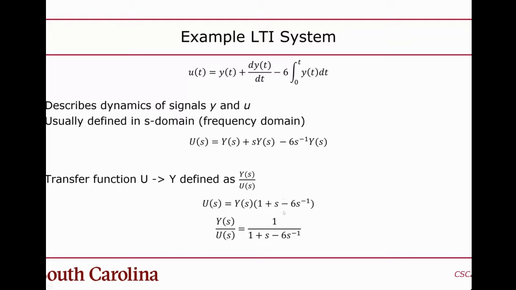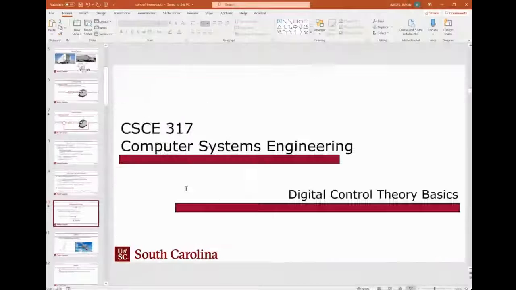So basically I took this part and brought it over to the left. I took the U of s and brought it over to the right, and then I swapped both sides so I could get Y of s over U of s on the left-hand side. So now I've got a fraction, 1 over 1 plus s minus 6s to the minus first power.